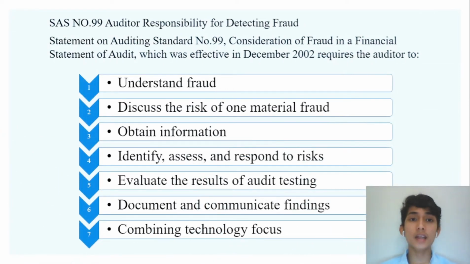SAS number 99 about the auditor's responsibility for detecting fraud said that the auditor has to understand fraud, discuss the risk of material fraud, obtain information, identify risks, and respond to risk, evaluate the results of the audit testing, and document and communicate findings. And number seven is combining technology focus.